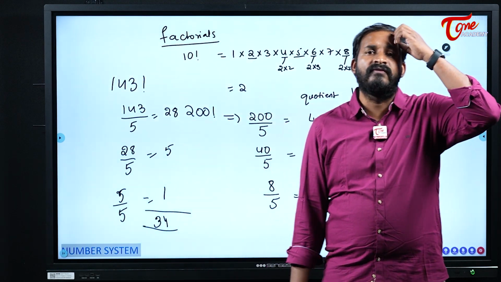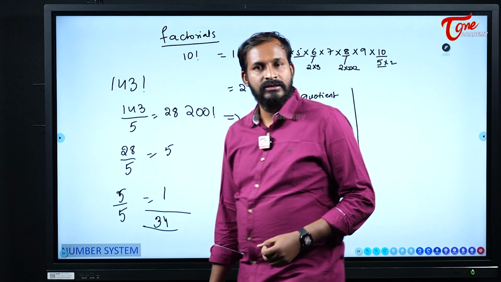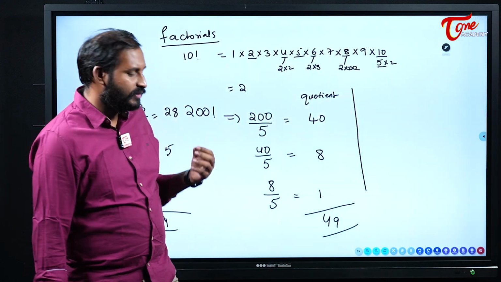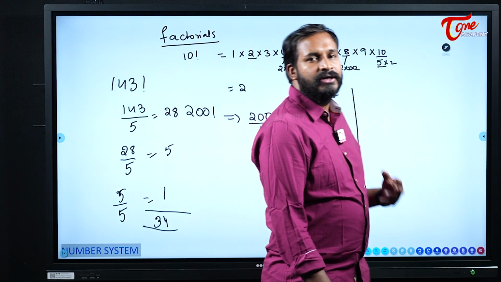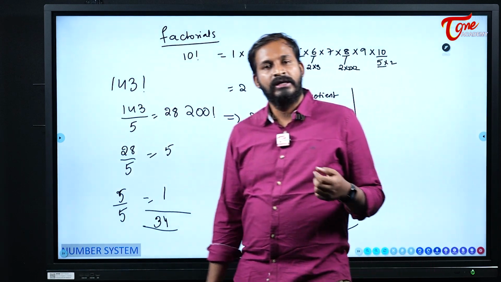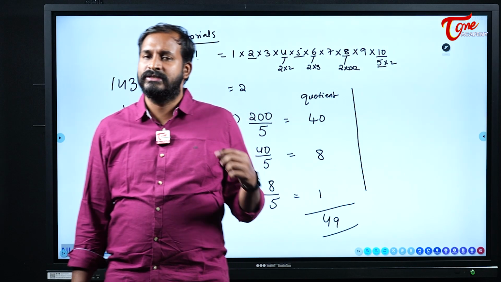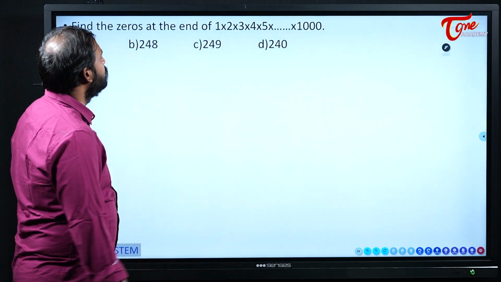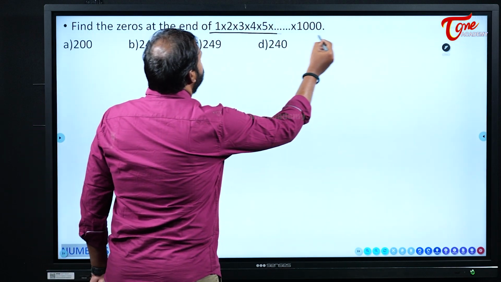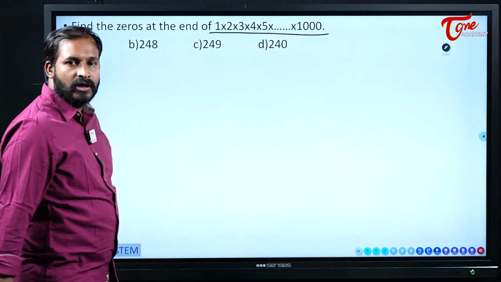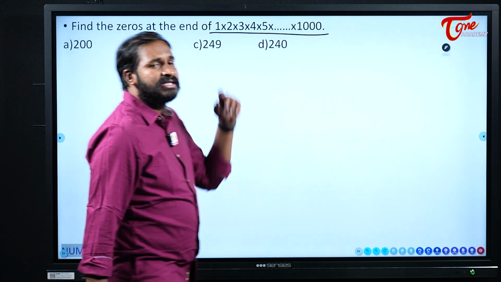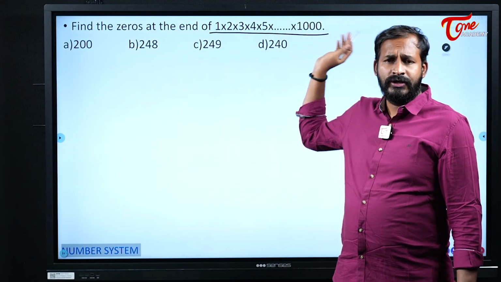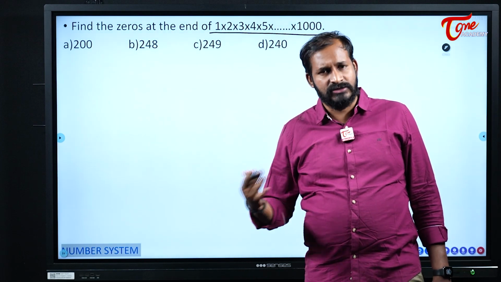In this manner, we will find the number of zeros if the question is based on factorial. If it is a normal question, we simply check how many 2s and 5s are there in the given product, and whichever power is less, we take that as our number of zeros. Find the number of zeros at the end of 1 into 2 into 3 into 4 into 5 and so on up to 1000. What is this? This is nothing but 1000 factorial, right?